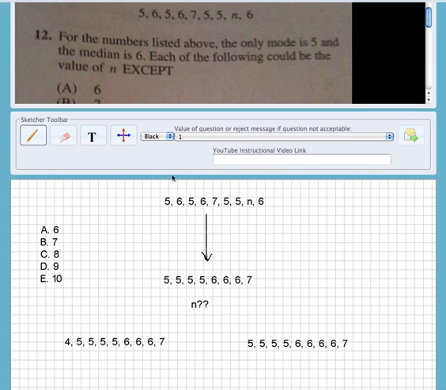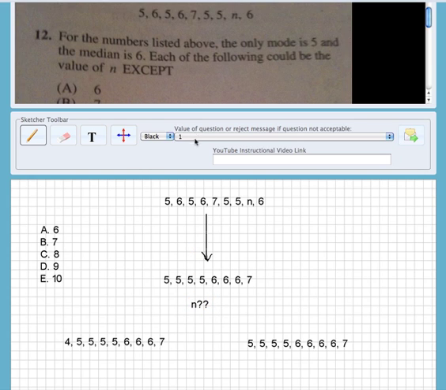I've written out the data set up top here. Now, whenever you're given a set of data like this, you always want to write the numbers in chronological order. They're much easier to analyze when they're in chronological order. So I've done that. I put an arrow here, and here are all the numbers in chronological order. I've taken the n out of it because we don't know what n is.